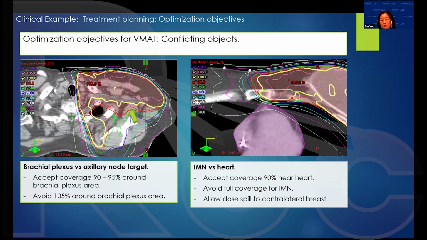IMN is another conflicting objective. So IMN, we need to cover it, but it's sitting right above the heart. If we cover this portion all the way, like 100% here, the heart will get higher dose. And also contralateral breast, if we push this 100 all the way here, this dose will spread more. So somewhere we need to compensate. So maybe a little bit less dose here, less dose here, that is acceptable. So we don't want to push too much for the IMN coverage. We don't want to push too much for the target coverage. We need to allow some of the cold dose area, but still maybe 95 should cover it.